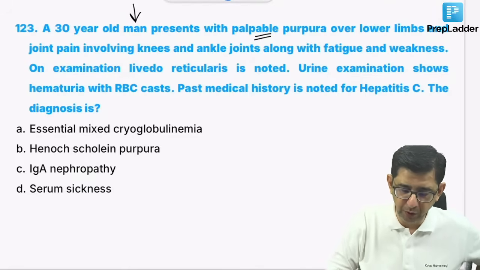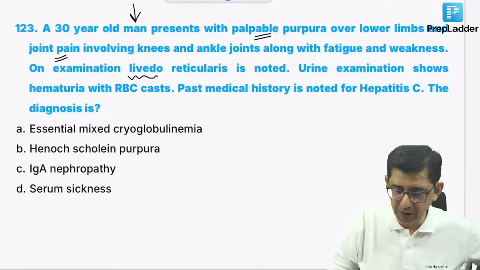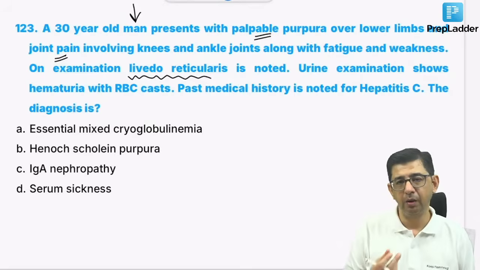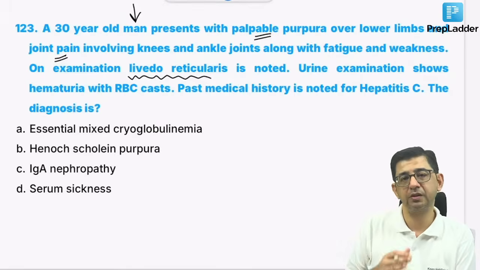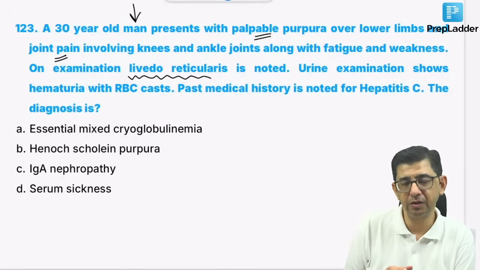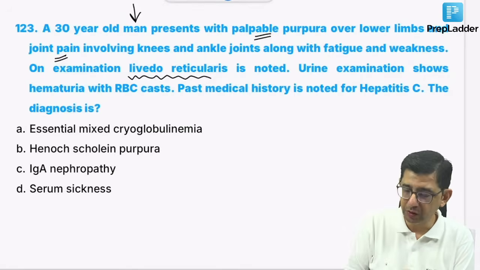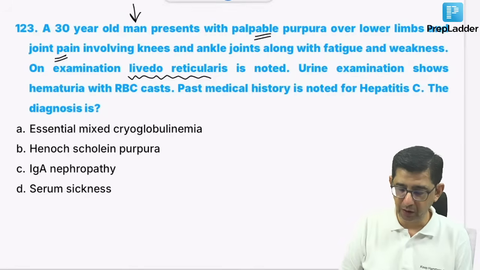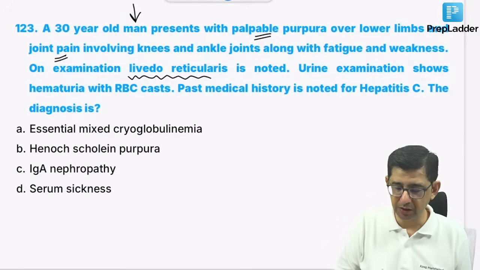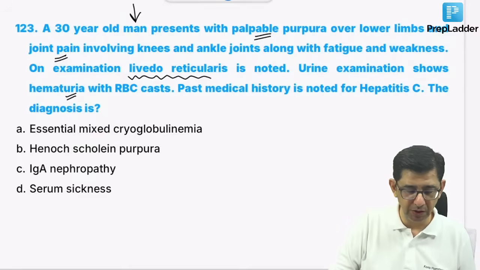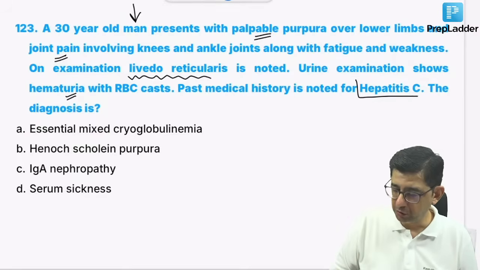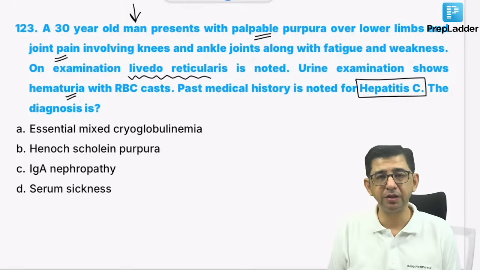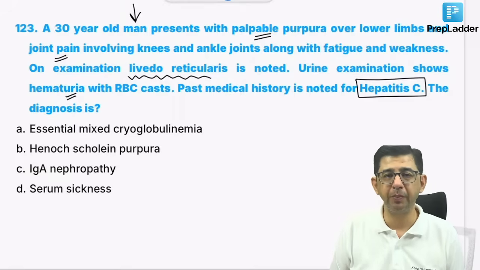There's livedo reticularis. That immediately tells me that the question is on some kind of a vasculitis. Livedo reticularis is that mottled appearance of the blood vessels on the legs of the patient, which tells us that there's a presence of a vasculitis. And then we are also noticing that the person is ending up with the development of hematuria with the RBC casts as well. And the biggest hint in this question is that there is a past history of hepatitis C. So what we're talking about in this case is an extrahepatic manifestation of hepatitis C.